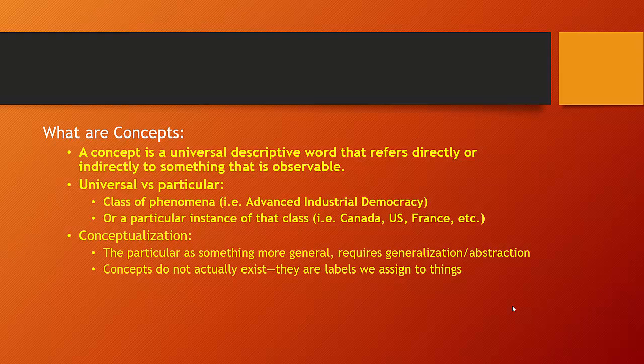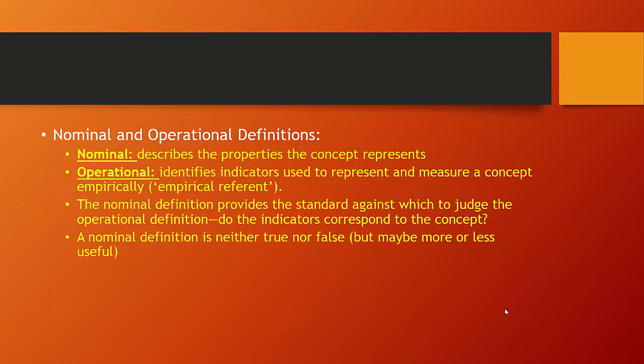A concept, to be useful, will of course have empirical reference, meaning that it must refer to something that we can observe directly or indirectly. The link between a concept and its empirical reference is produced through both the nominal and operational definition. Every concept needs both a nominal and an operational definition. A nominal definition describes the properties of the phenomena that the concept is supposed to represent.